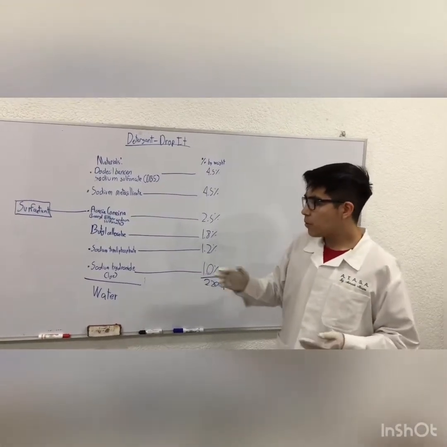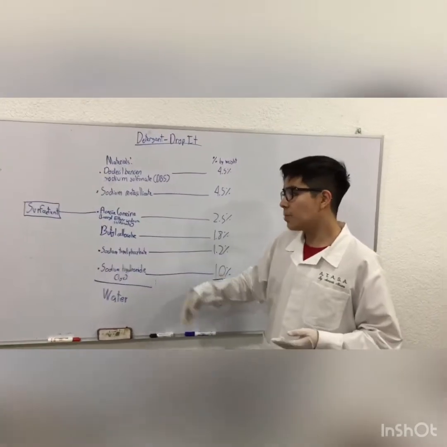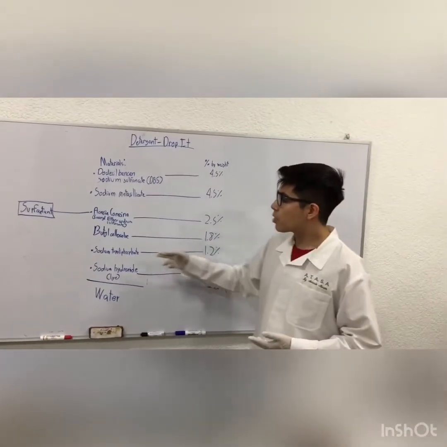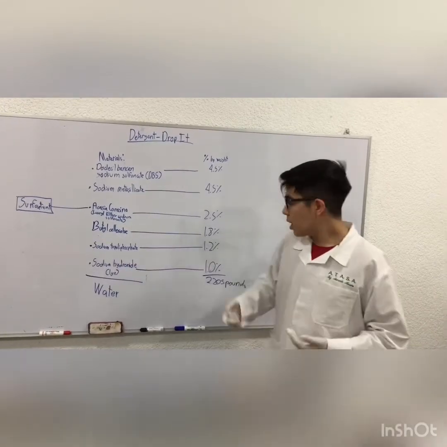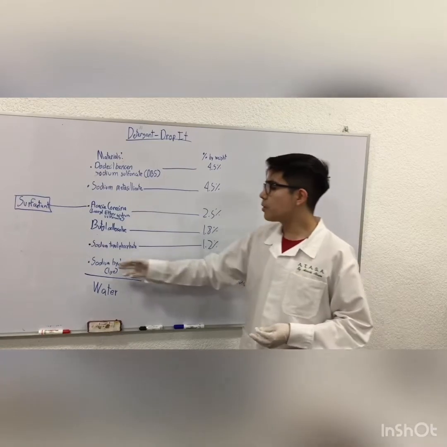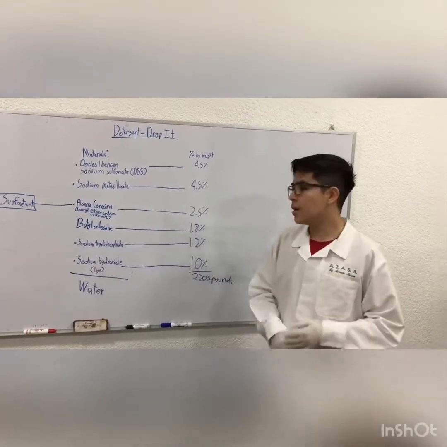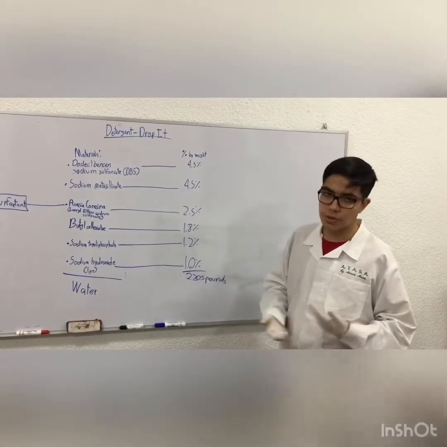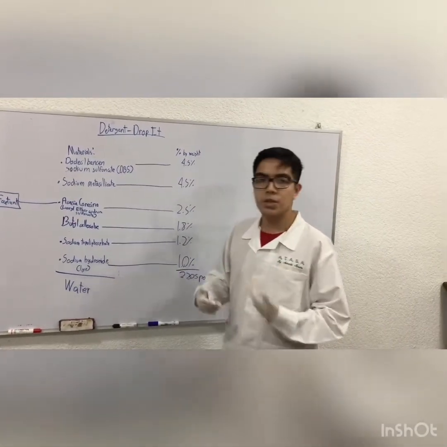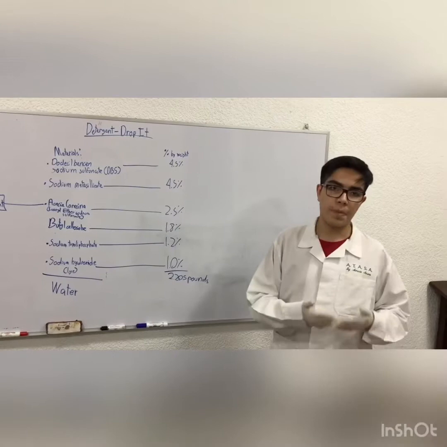And finally, we have our two enzymes, and these help with the brightness and usage of our detergent. First, we have the sodium tripolyphosphate, concentrated at 1.2% by weight. And finally, we have the sodium hydroxide, or lye, concentrated at 1.0% by weight. All of these materials are going to be dissolved in water to give us the sum of 2.205 pounds.